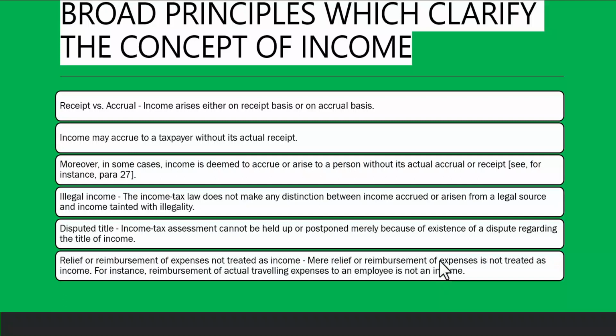Relief or reimbursement of expenses not treated as income. Mere relief or reimbursement of expenses is not treated as income. For instance, reimbursement of actual traveling expenses to an employee is not income. Suppose I am working in a company and the company pays me airfare to go to some place like Bangalore for attending some of their official matters. Whatever money they are paying me for my traveling or expenses is only reimbursement of my expenses. So that will not be treated as income in my hand, and I don't have to pay tax on that. Is that okay?